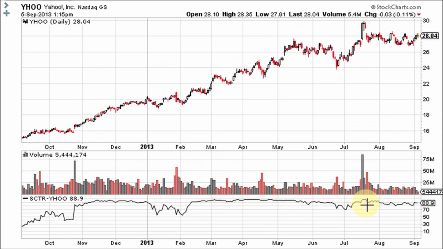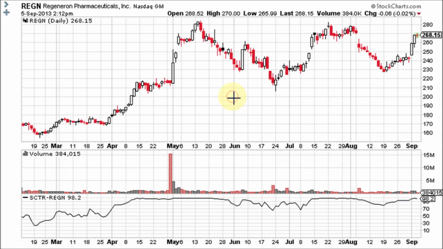Now we're back into the mid 80s to 90s. And it's just looking real good here. So this is what Yahoo's SCTR ranking has looked like over the past year.